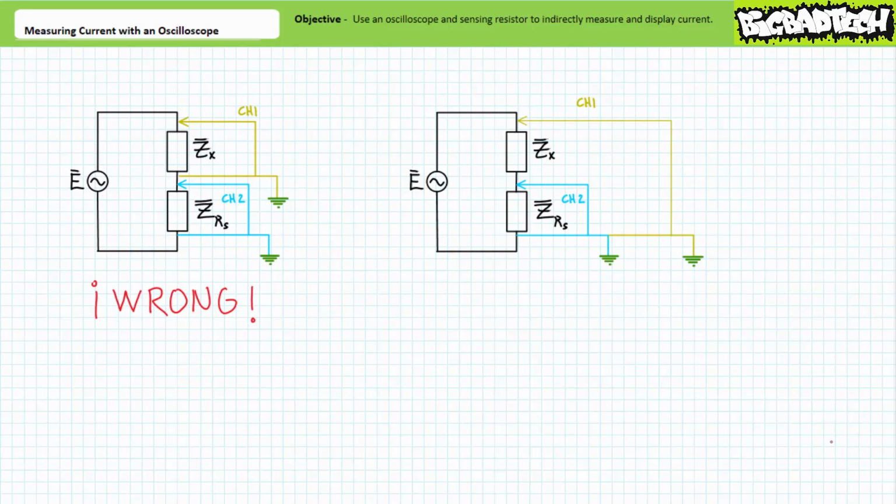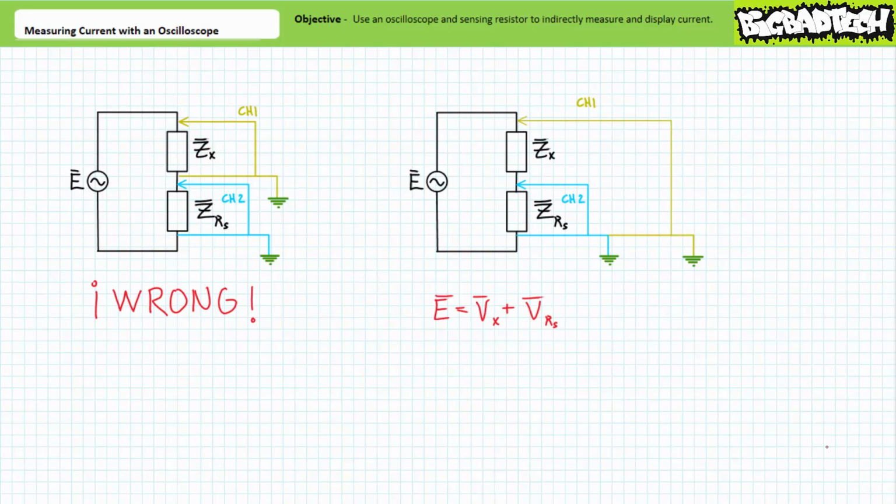This is the correct way to measure voltage across two elements in a series circuit using an oscilloscope. Channel 1 is measuring voltage across both our element of interest and the sensing resistor with respect to ground. If you think about it, channel 1 is basically measuring the voltage across the whole series circuit, essentially our source voltage. Channel 2, in contrast, is measuring voltage across only the sensing resistor, where only one terminal has been ground referenced.